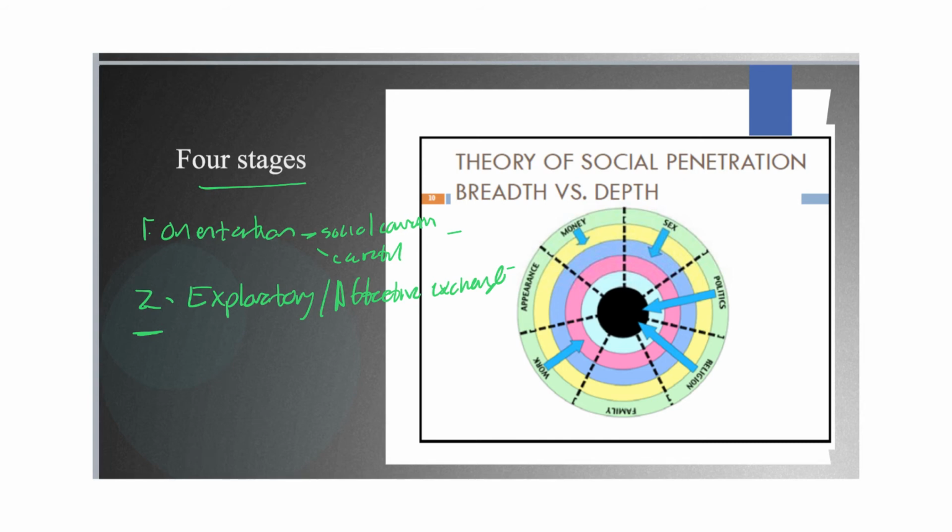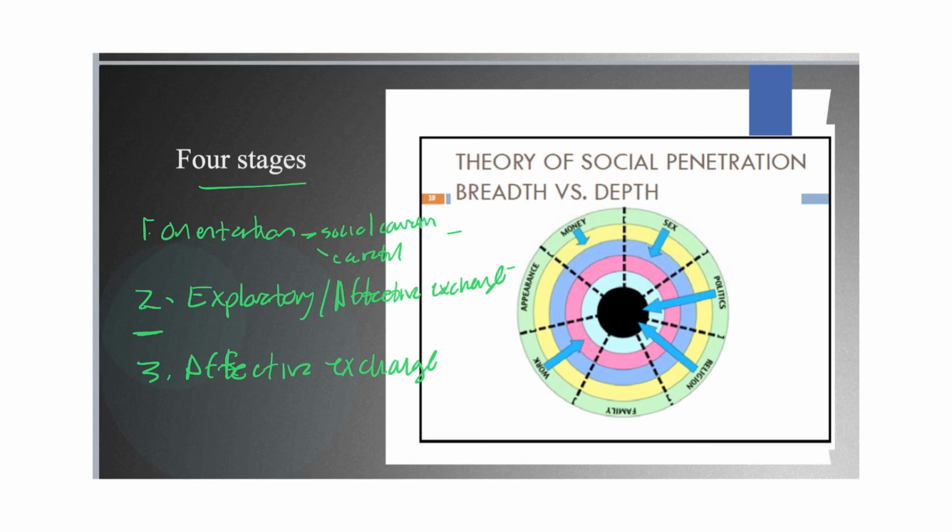Okay. Then you have affective exchange. So affective exchange with an A, not effective. An affective exchange is usually with close friends and people who are dating. Now you have an extensive history of freewheeling and loosely talking about topics. Now you're talking about more intimate areas of your personality. You're starting to open up.